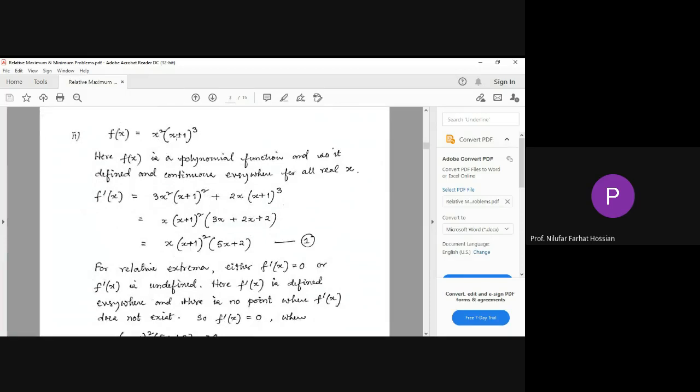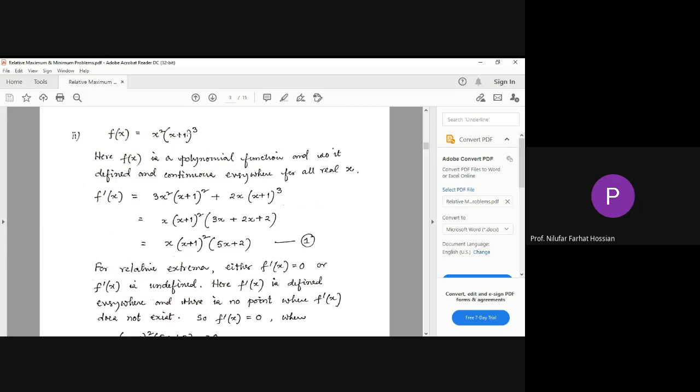It is x square into (x plus 1) whole cube. You see, if you expand this power 3, it will be a polynomial function, and you know polynomial function is always everywhere defined and continuous. So first we find the first order derivative. It is a product of two functions, x square and (x plus 1) whole cube. So at first we differentiate this (x plus 1) whole cube, keeping this x square constant. So x square into d/dx of this. d/dx of this means 3 into (x plus 1) whole square into d/dx of (x plus 1). d/dx of (x plus 1) is just 1.